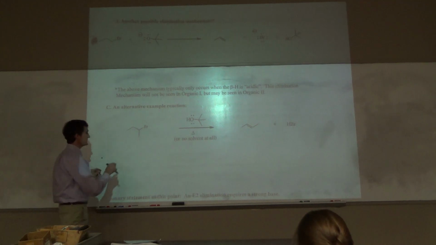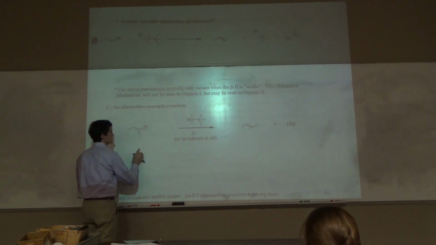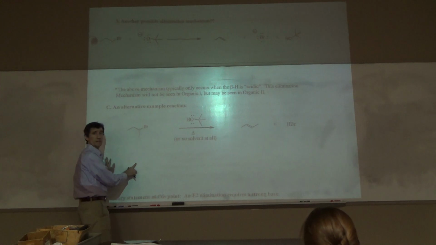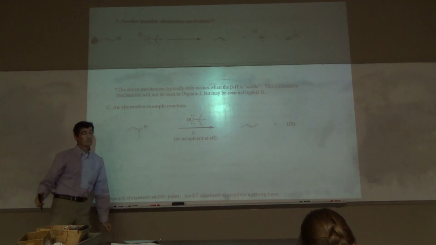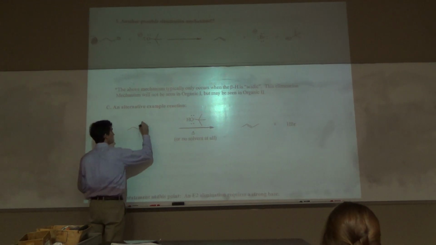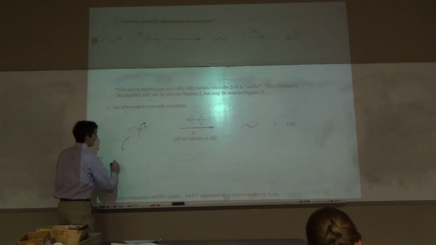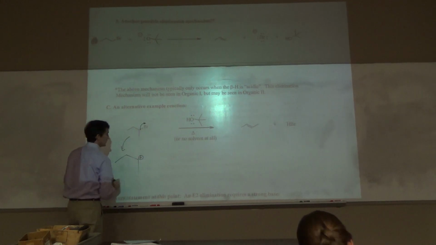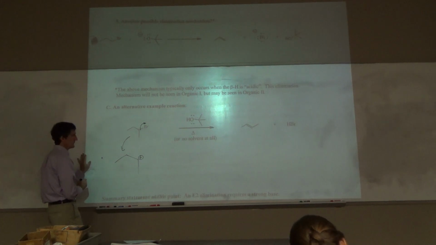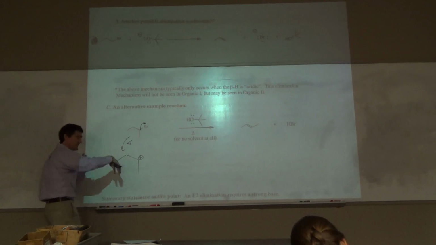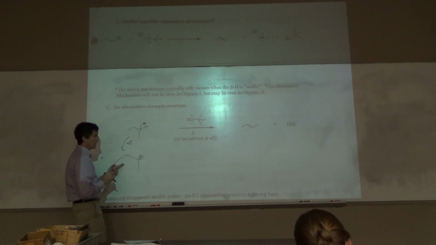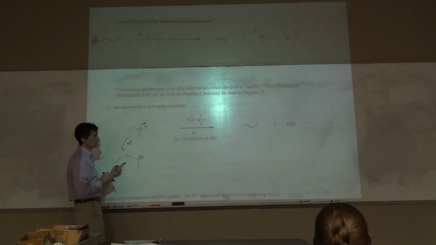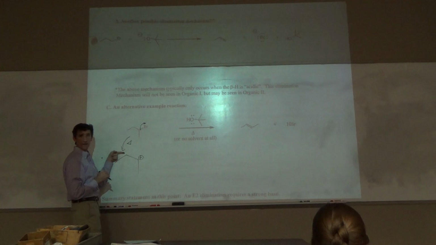elimination. Mechanism, first step. Same as an SN1 first step. What's the first step of SN1? Leaving group leaves. Same as E1. Leaving group leaves to give carbocation. This can be facilitated by heat to get the ionization to take place. All right? What next? Something now has to take the beta hydrogen. What can take the beta hydrogen?